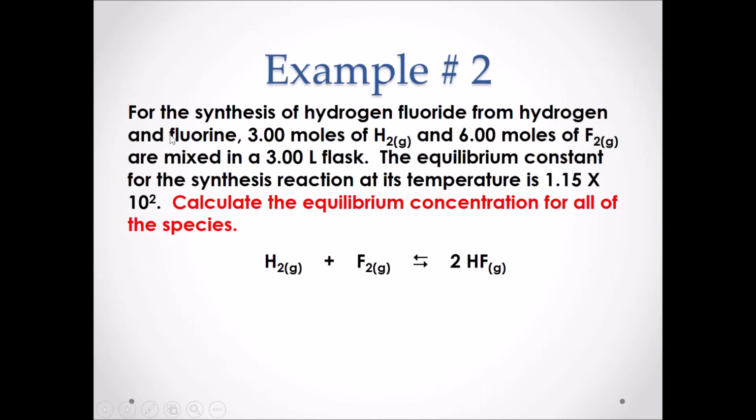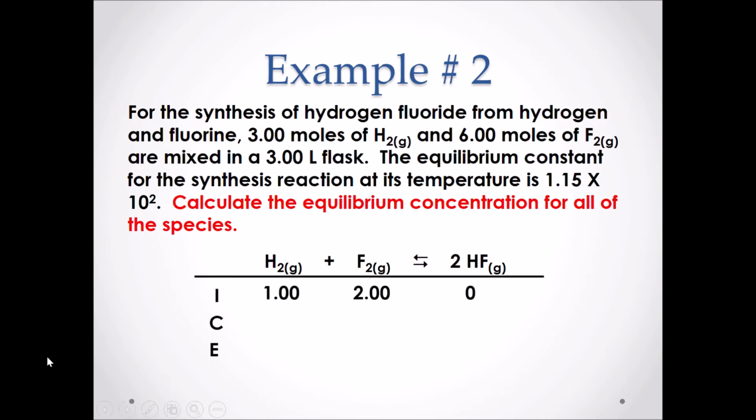Example number 2. For the synthesis of hydrogen fluoride from hydrogen and fluorine, 3.00 moles of H2 gas and 6.00 moles of F2 gas are mixed in a 3.00 liter flask. The equilibrium constant for the synthesis reaction at its temperature is 1.15 times 10 to the second. Calculate the equilibrium concentration for all of the chemical species. Pause the video and attempt this example.